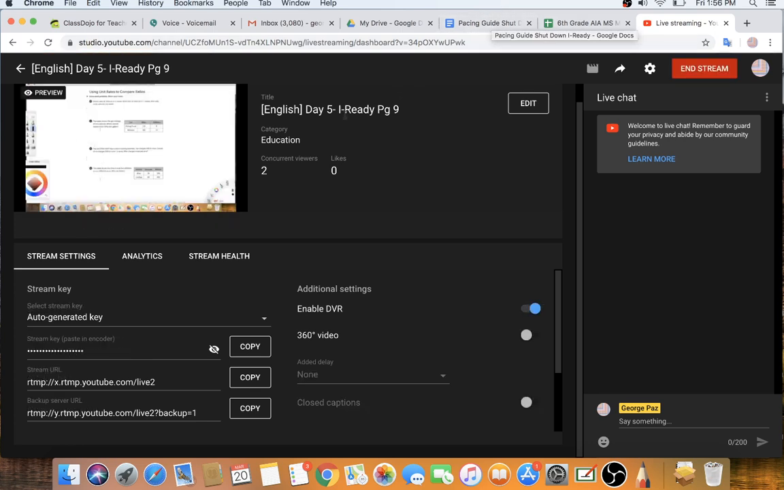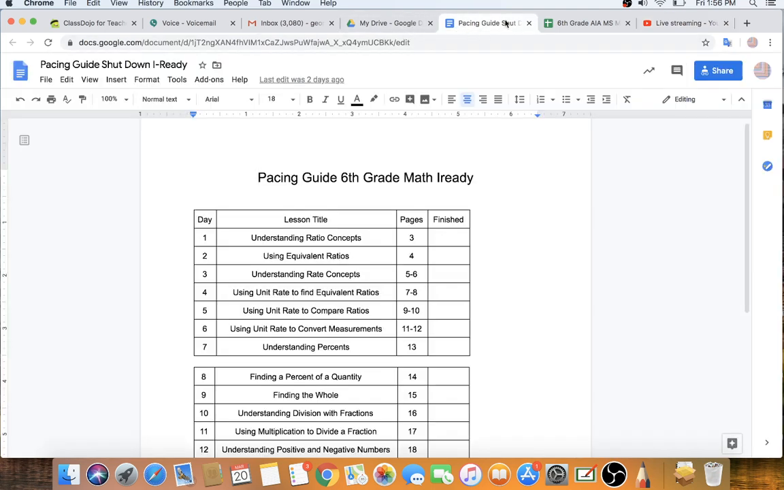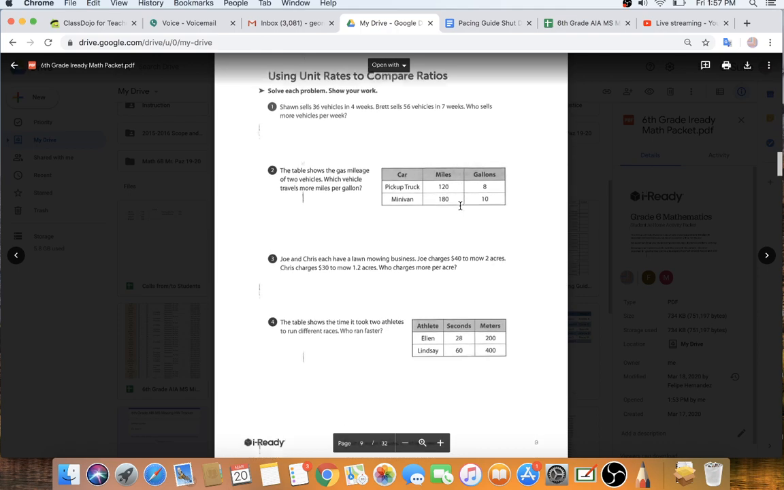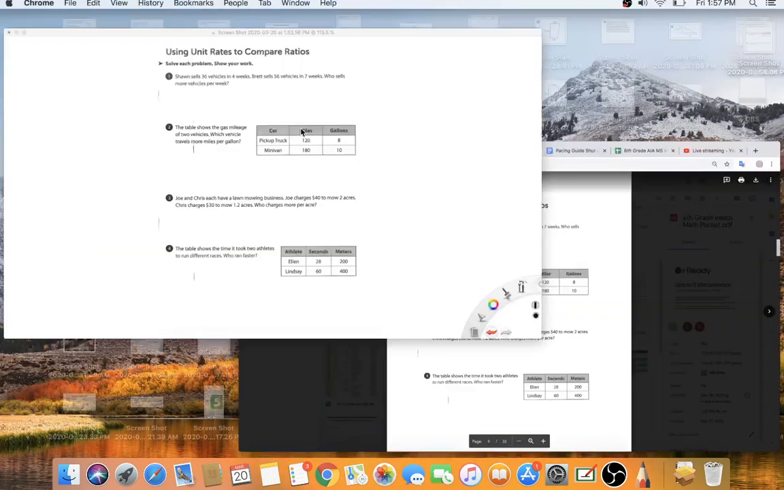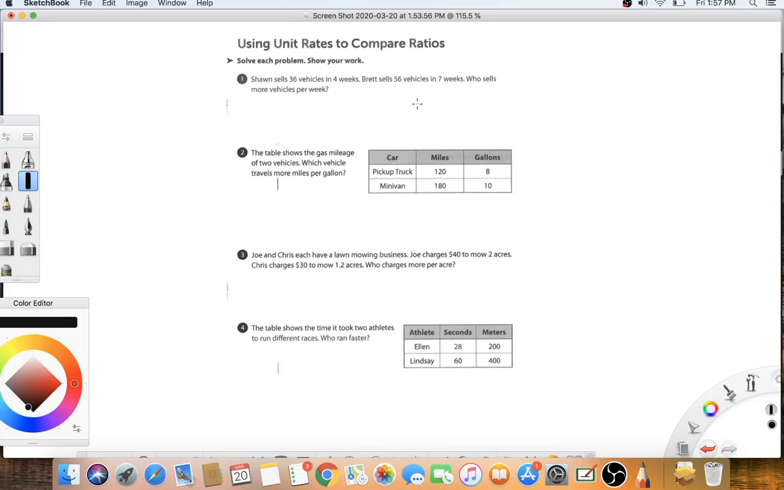Okay, this is for the iReady packets, day 5, page 9. So we're on day 5, page 9. It should look like this. Now it says number 1. It says Sean sells 36 vehicles in 4 weeks. That is our beginning ratio.